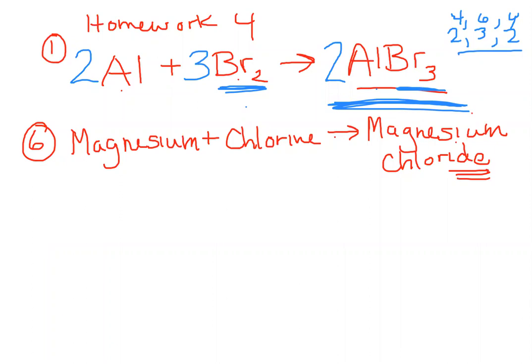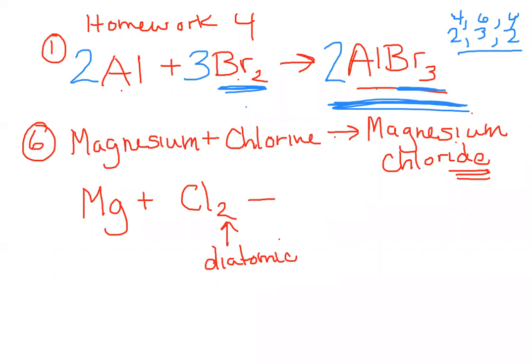Now we're going to write the chemical equation. Magnesium plus chlorine. It's got to have a 2 right there because it's one of those diatomic elements. And what does magnesium and chloride make when we put them together? We got to look on our periodic table. Magnesium has a charge of what, Grace? 2. +2, and chlorine has a charge of what?